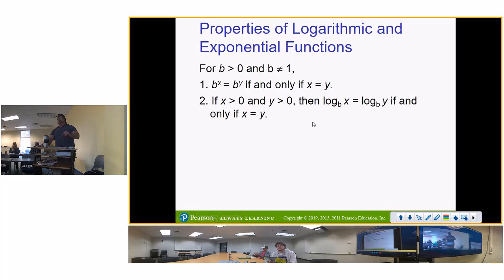All right? You're going to use the definition of a logarithm. You're going to use the change-of-base formula. You're going to use the exponential rule. There's all these rules that we've covered that you're going to use in solving logarithmic equations, or inequalities, whichever one.